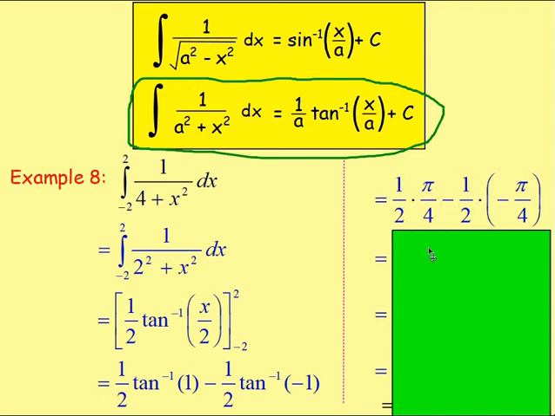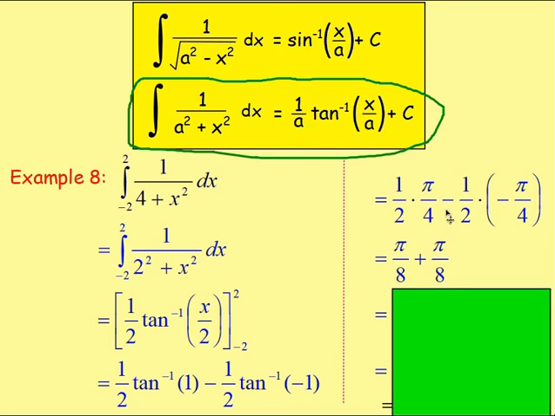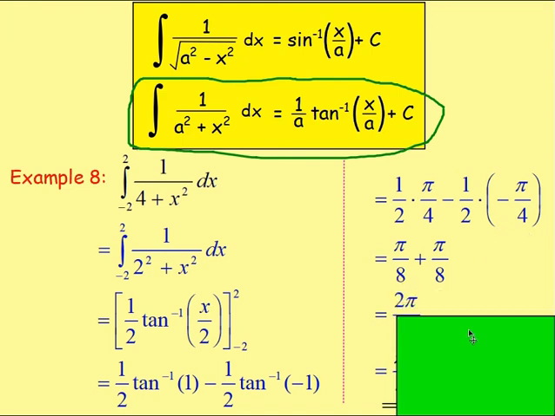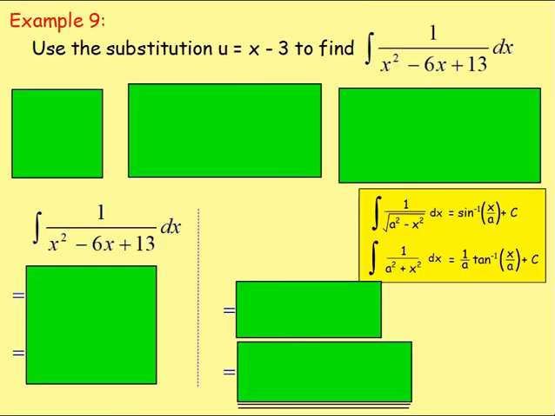So a half times pi over 4 will give you pi over 8. And then you're taking away the negative, which will mean add. 1 times pi is pi, 2 times 4 is 8. So we've got pi over 8 and pi over 8, which will give us 2 pi over 8. And divide the top and the bottom by 2 will give you pi over 4. Keep your answer as that. Remember, you use radians in Advanced Higher.